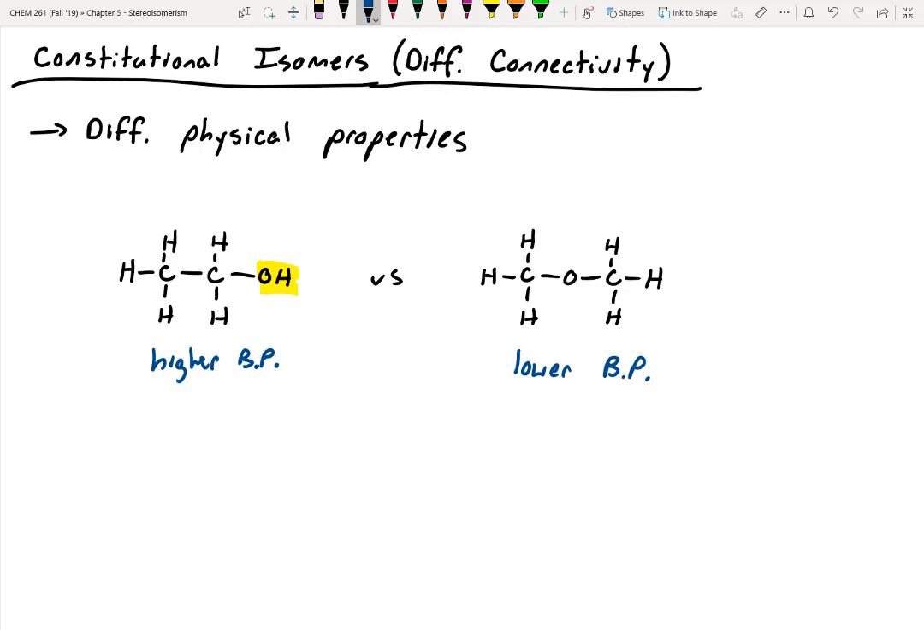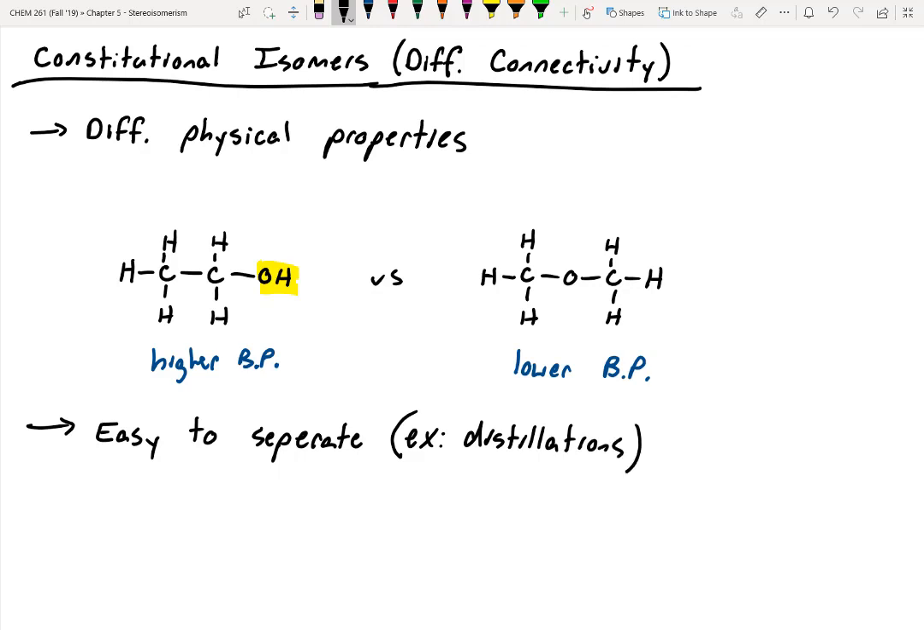How can we separate things based on differences in boiling points? Distillation, right? So we did that in lab. So the reality is, with constitutional isomers, these are easy to separate. And an example would be something like distillation. There's other methods for purification, but distillation is just an example one that we're familiar with at this point in time. All right, so as a chemist, this is pretty nice if you have constitutional isomers. Not much work to purify your compound that you're interested in.